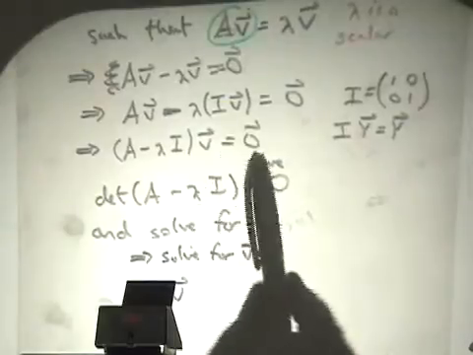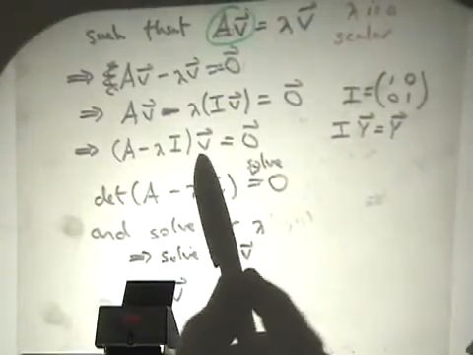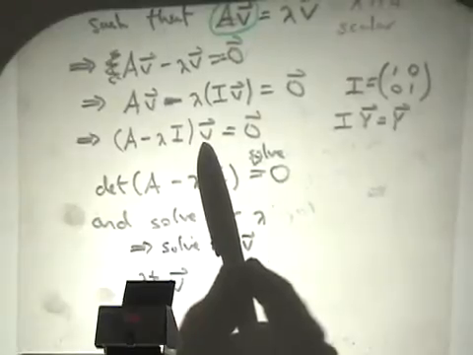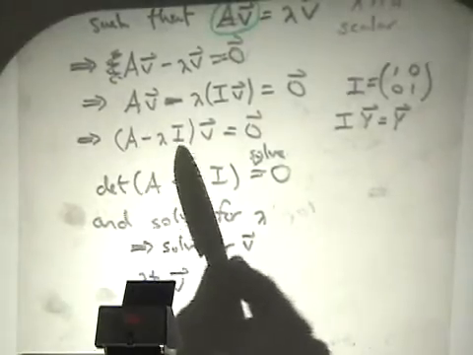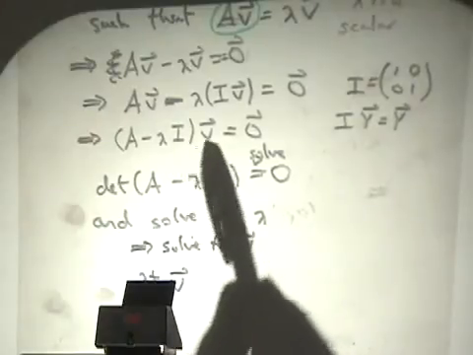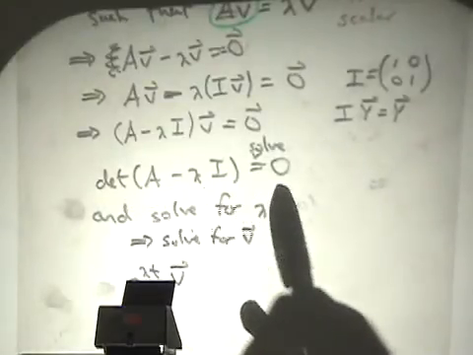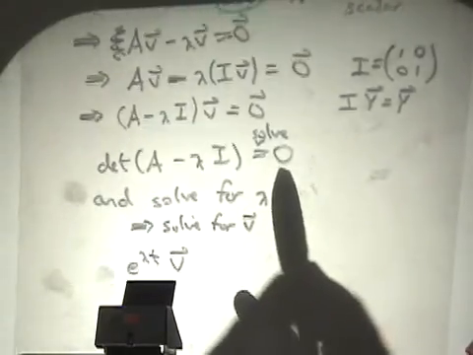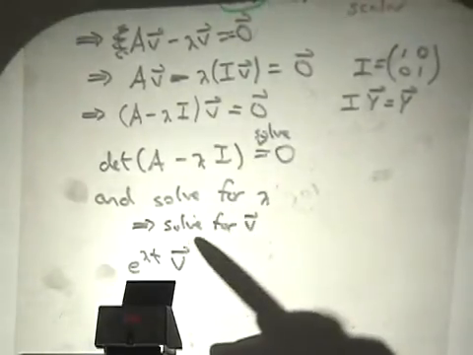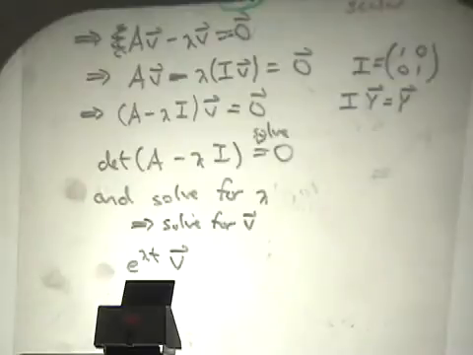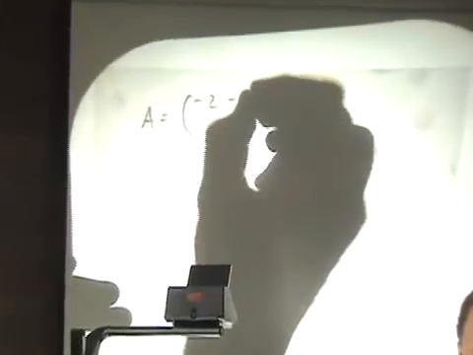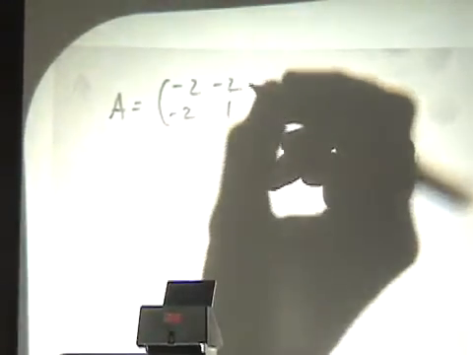This is a homogeneous algebraic equation. We're looking for non-zero solutions for v. It had only the trivial solution if and only if the determinant of this matrix is non-zero. So it's going to have non-trivial solutions if and only if the determinant of this matrix is 0. So we need to set that determinant equal to 0 and solve the resulting equation for the unknown lambda. Let's do that now with the particular system that we have. So the coefficient matrix A is -2, -2, -2, +1.